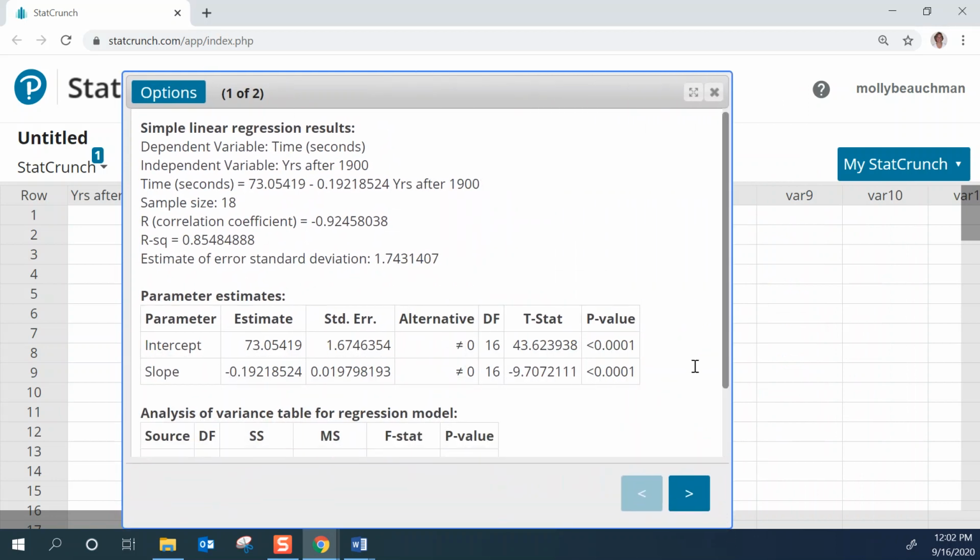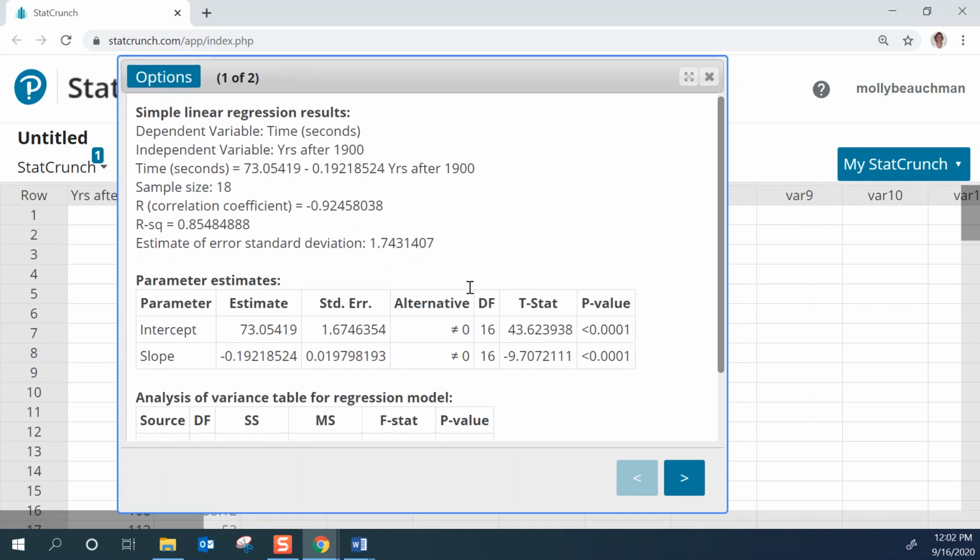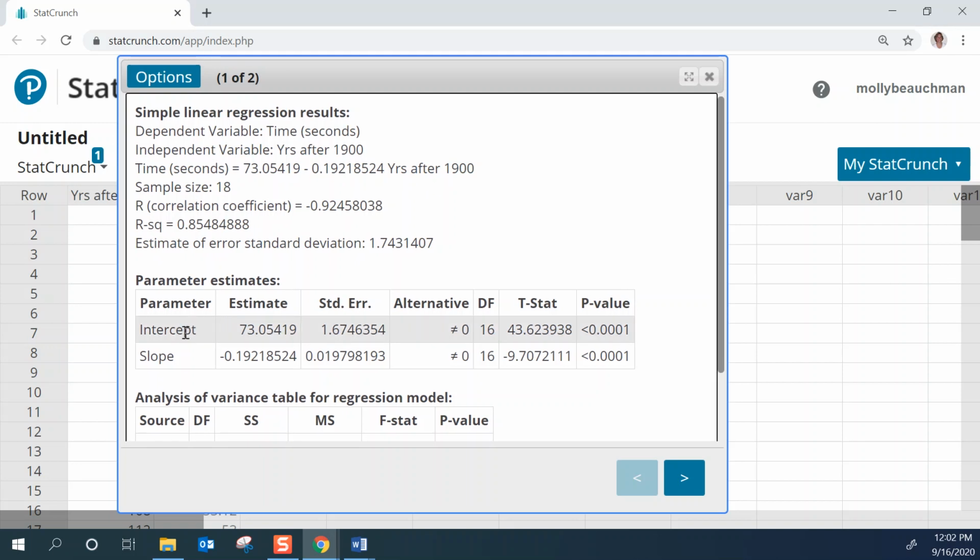So how do you know what your line of best fit is? Where it is located is right on the time in seconds. It's got this 73.05419 minus 0.19218 times years after 1900. It's not exactly in the format that our textbook has, but also down below it says the intercept estimate and the slope estimate. We've also got the correlation coefficient as an output on StatCrunch.